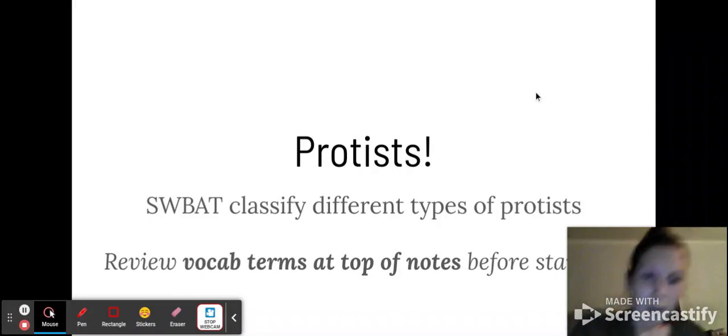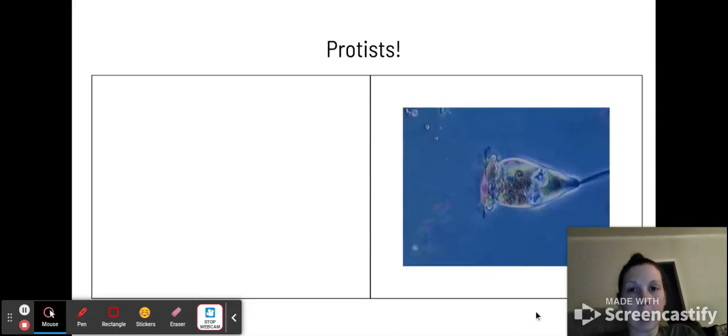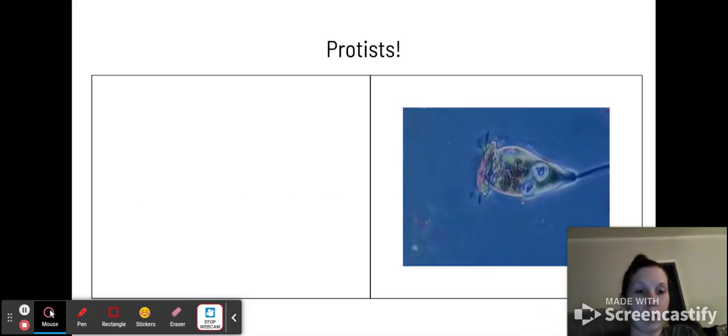Hey everyone, this is our lesson on protists. By the end of this lesson, you should be able to classify different types of protists. But before we get started, you may want to review the vocab terms at the top of the notes page. You may want to fill those in using your previous notes before you get started. So let's jump straight into it.